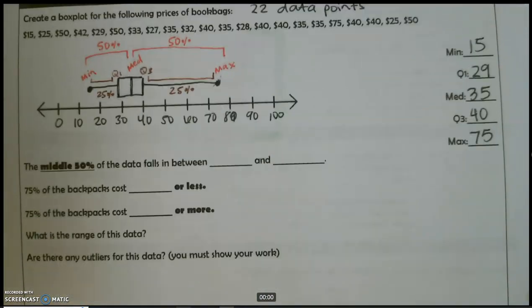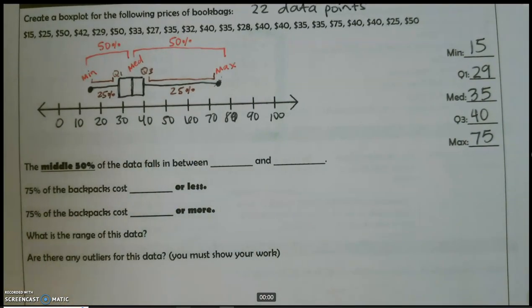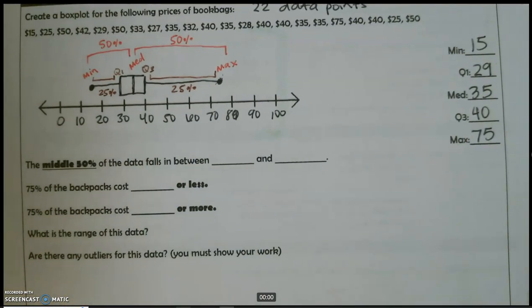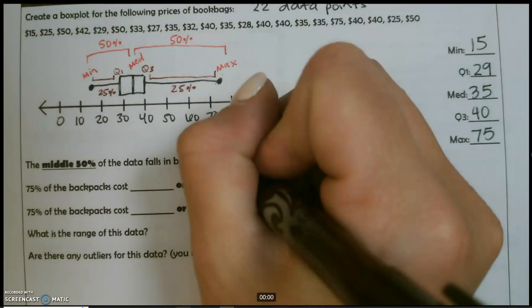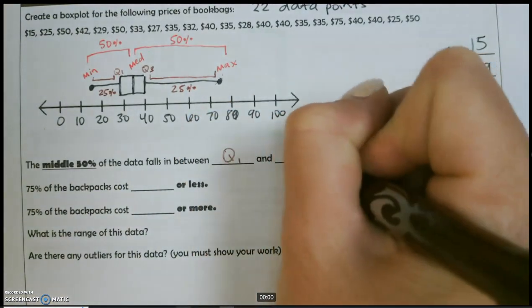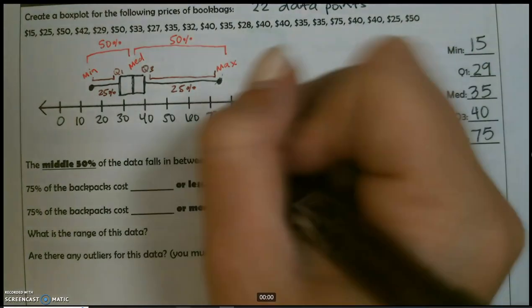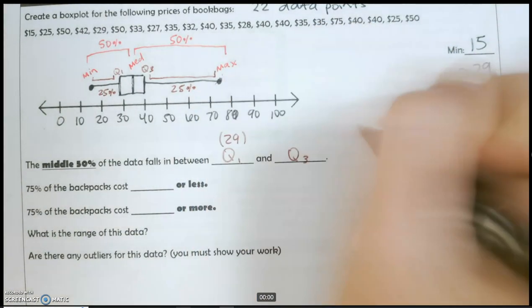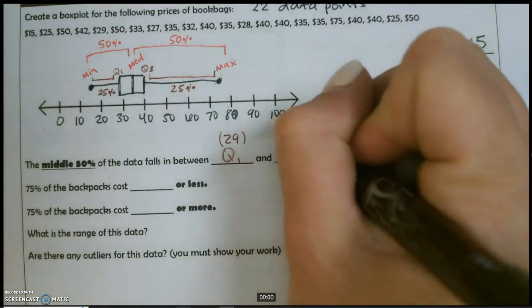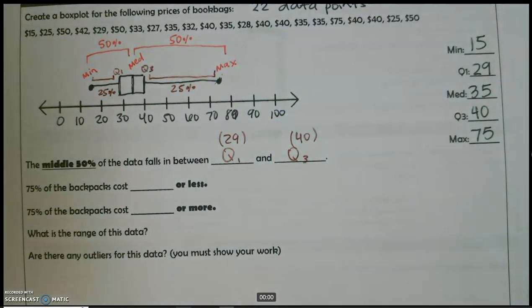All right. After that conversation, let's answer these questions below. The middle 50% of the data falls between Q1 and Q3, which in this case, let's see, Q1 is at 29 and Q3 is at 40. So 50% of the backpacks cost somewhere in between $29 and $40.